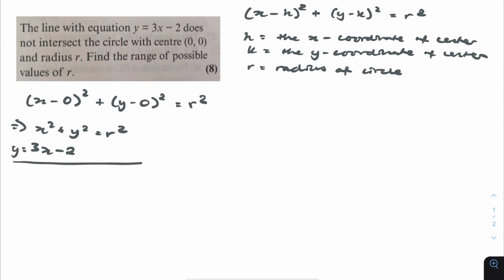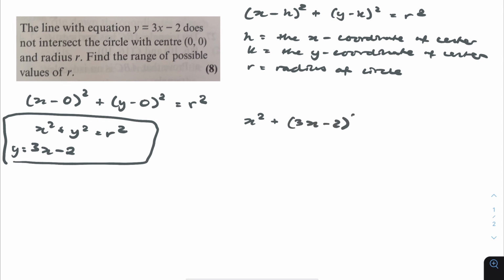So these are the two equations over here. Let me just get rid of this. Now we need to find a way to solve them. The way we can do this is first by substituting 3x minus 2 into y. So we get x squared plus (3x minus 2) squared is equal to r squared. So x squared plus, and then we expand this out to give 9x squared plus 4 minus 12x, which is equal to r squared.